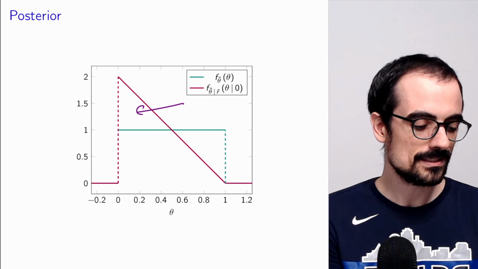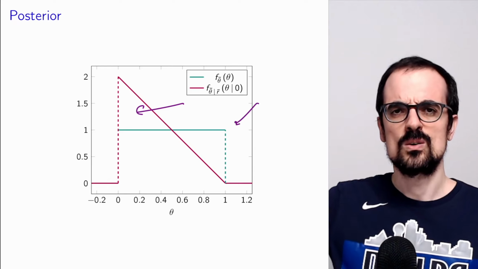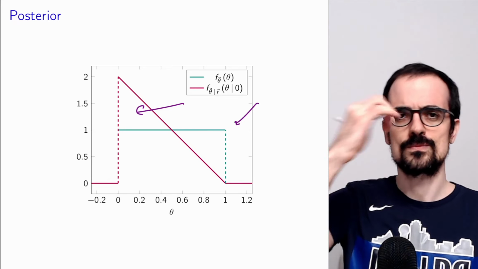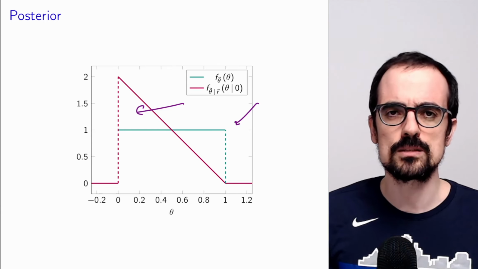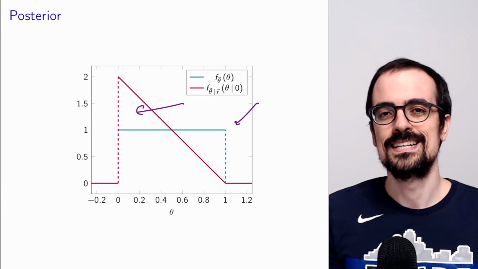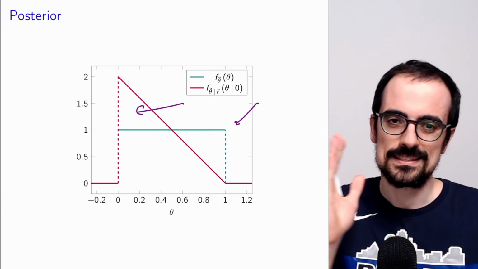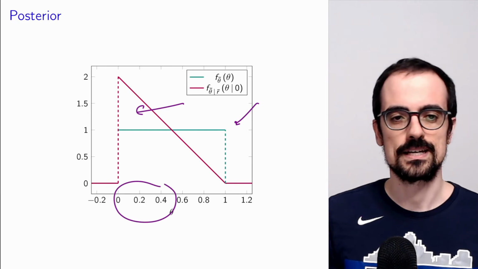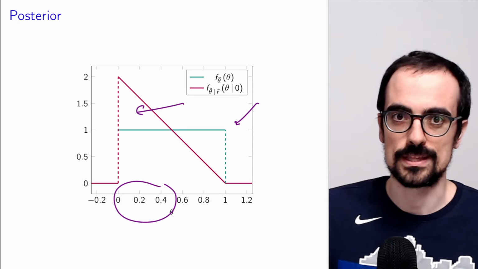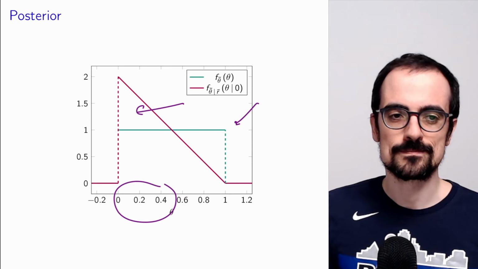So we start by saying, well, we don't know what's going on with the parameter, so we assign it constant density within the unit interval. Now we see that the coin was tails. The density moves to the left, towards small values of theta. That makes a lot of sense.